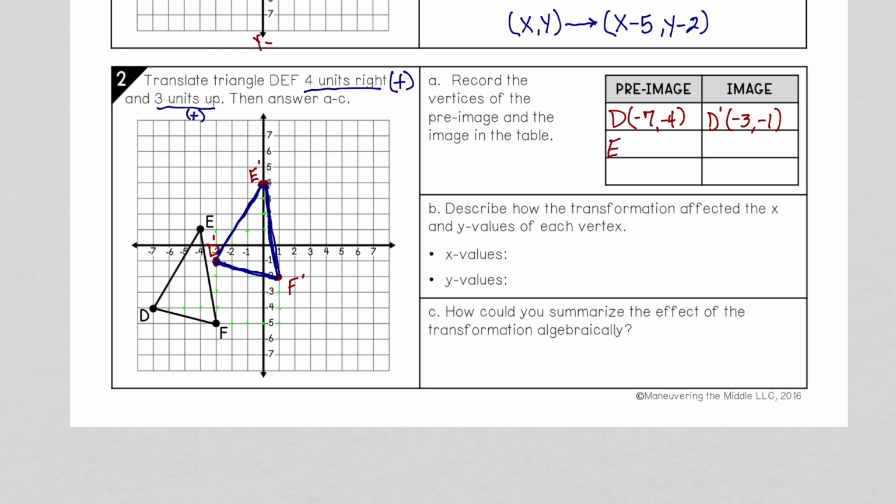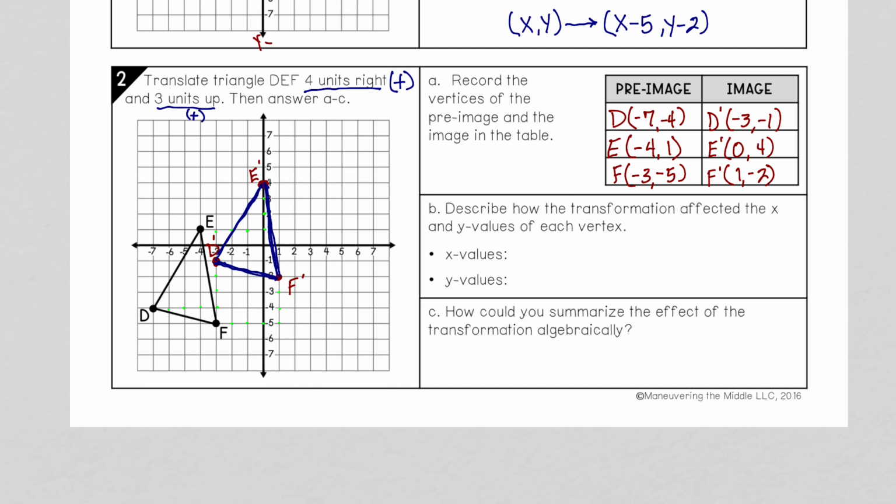So our E pre-image point was at -4, +1. Our E prime is at 0 on the X, 4 on the Y. Pre-image F is at -3 on the X, -5 on the Y. And then our F prime is at +1, -2. +1 on the X, -2 on the Y.